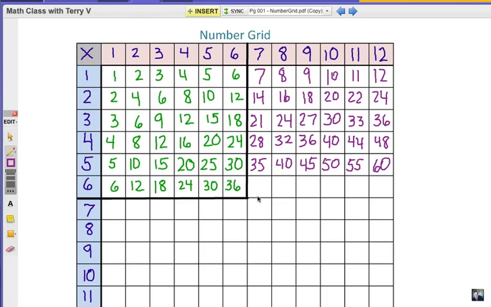Alright, let's do multiples of 6. Alright, wow, these numbers are getting pretty big, aren't they? Then it goes from 36, which is 6 times 6, to now 7 times 6, 8 times 6, 9 times 6, 10 times 6, 11 times 6, and 12 times 6.